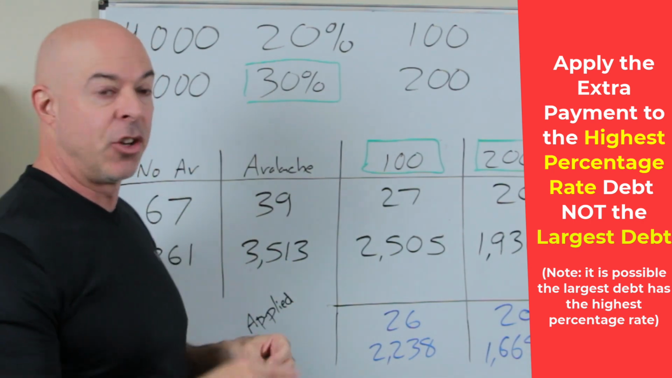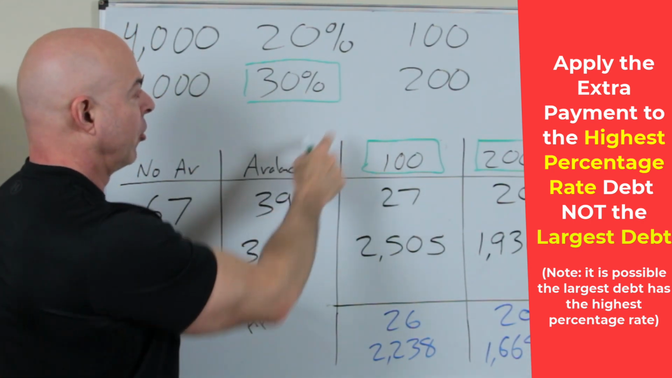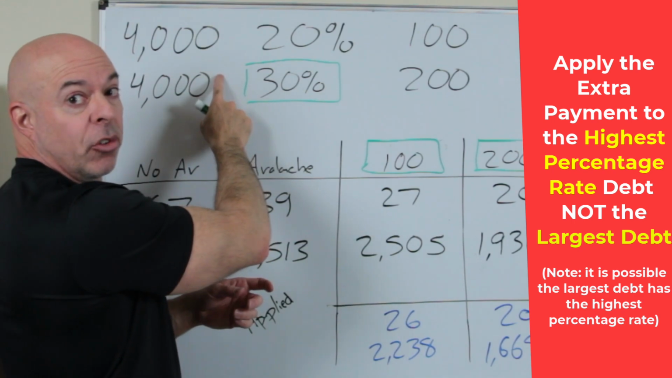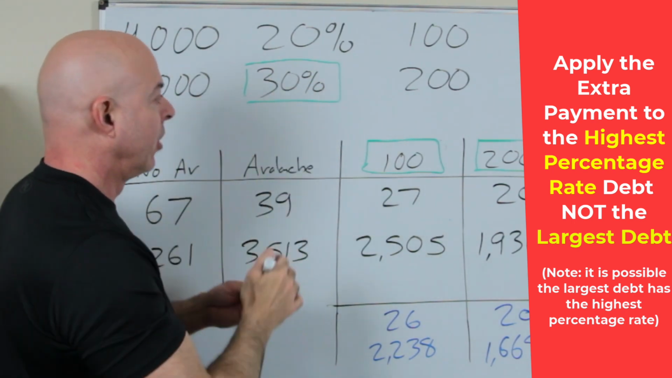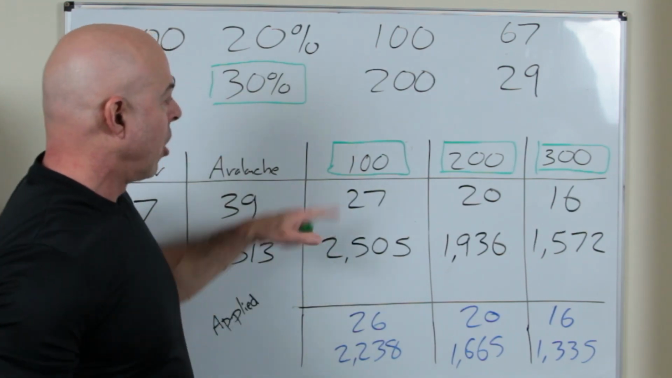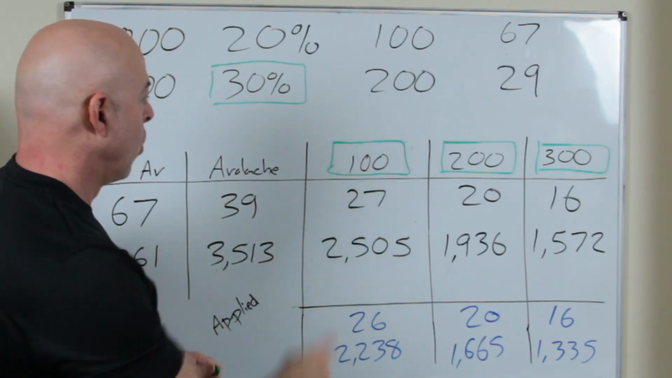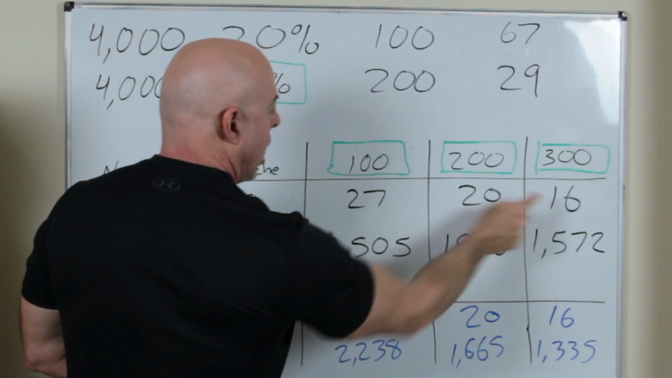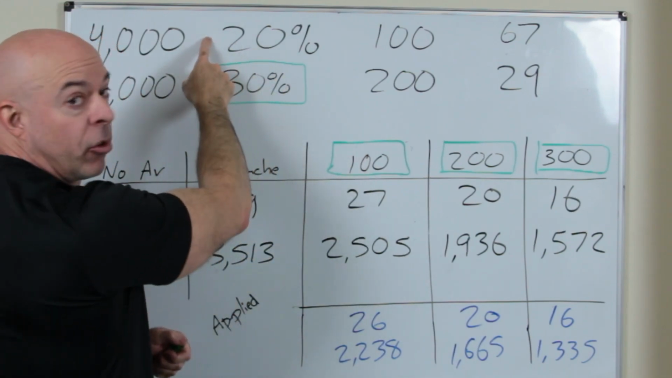So, again, to reiterate, list by your highest percentage rate first, debt-wise. And we'll do that in the next example. Let's say that you had an extra $100 a month. What would happen? Well, in black, I'm showing if you applied it to the 20%.